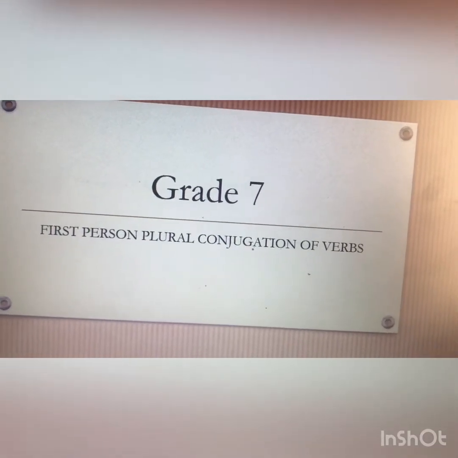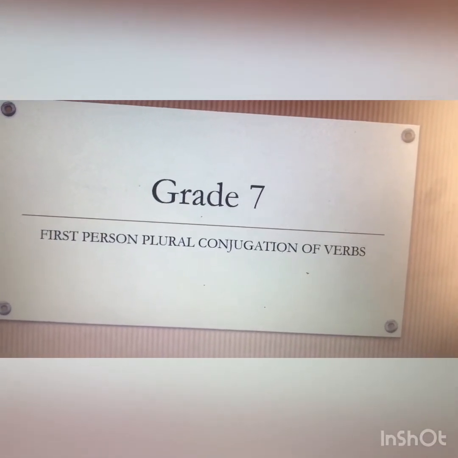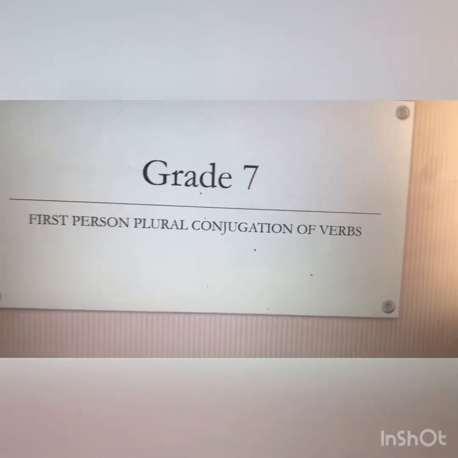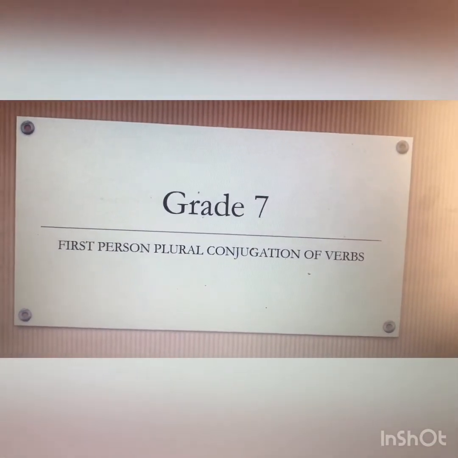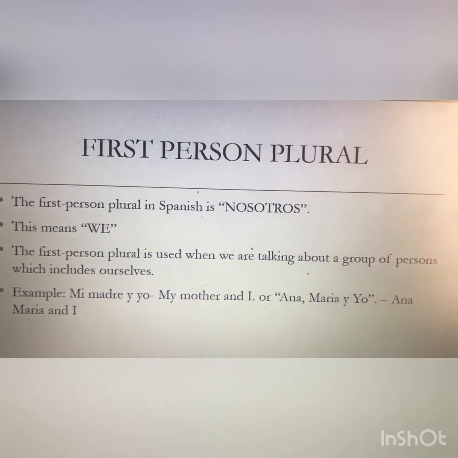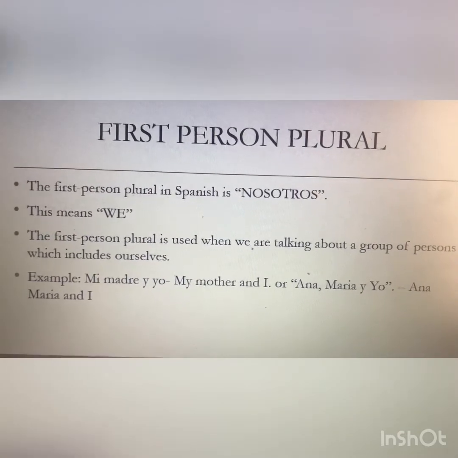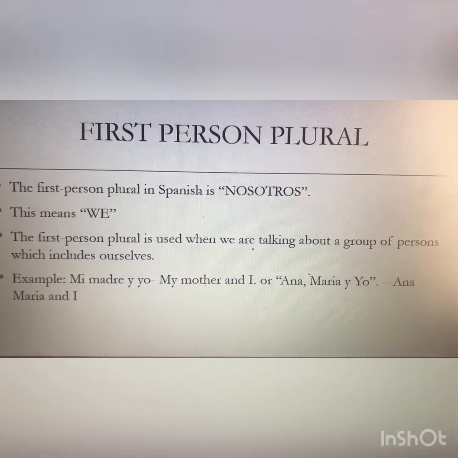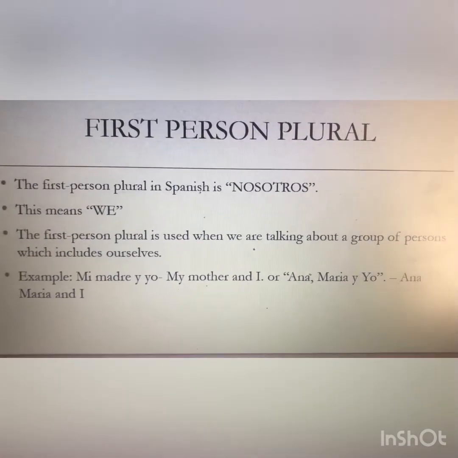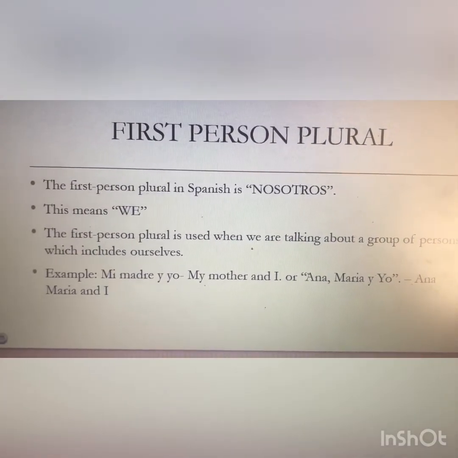Alright, so in this video, we're going to be learning about the first person plural conjugation of verbs in Spanish. The first person plural in Spanish is nosotros, and this means we. So you want to say we sing, we dance, we do this, etc. So the word that you would use is nosotros.